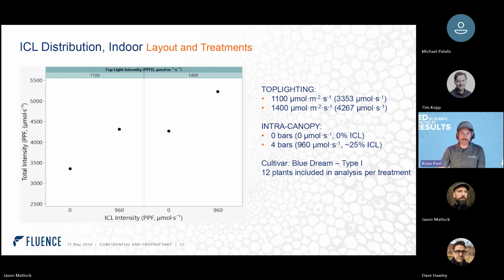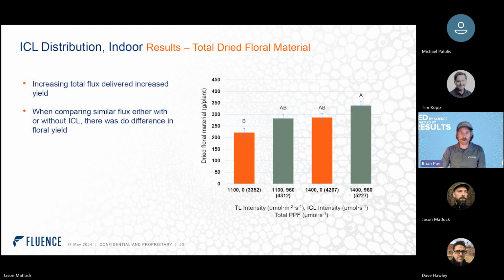So what this does, it gives us 4 different treatments with increasing flux, but we can also look at these 2 treatments with similar flux, the low top light with high ICL and the high top light with no ICL. And so what we see in this case is as we increase our total flux, we're increasing our marketable yield. But if we look at these 2 treatments with similar flux, we're not seeing any difference in yield. So similar to our greenhouse experiment, we're not seeing an increase in yield just by moving light inside the canopy. Same total flux means same total marketable yield.